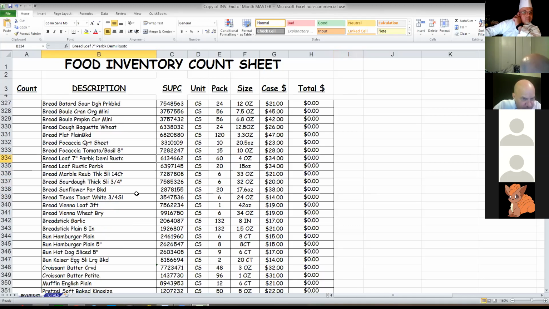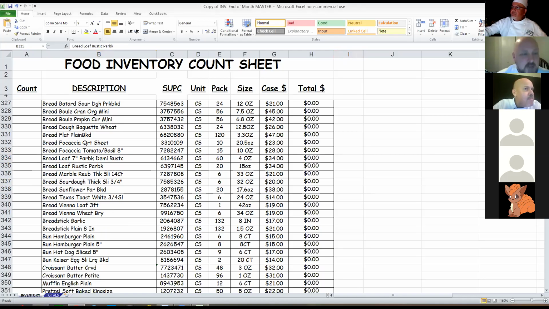I see a rustic country bread loaf there, Chef. That'd be a nice artisan bread. That's the one. 20 in a case, 15 ounces each, $34. Uh-huh. So 34 divided by 20, Daniel. That's your answer right there. 34 divided by 20, a little over a buck and a half, not bad. It's $1.50. Yep, not bad. Yeah, that's not bad at all.